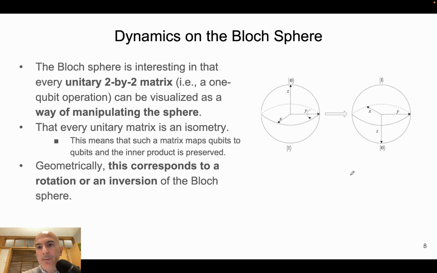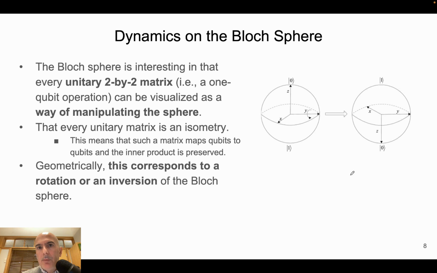Finally, an important part is that the Bloch sphere also allows us to represent any transformation on the qubit. So any transformation on a qubit in quantum computing is represented by a unitary matrix that is preserving the norm. So the norm of our vector will be the same. The Bloch sphere is interesting in that every unitary 2x2 matrix, that is a gate working on one qubit, can actually be visualized as a way of manipulating a vector on the Bloch sphere. It turns out that every unitary matrix is an isometry. That means that it preserves the norm of the vector.